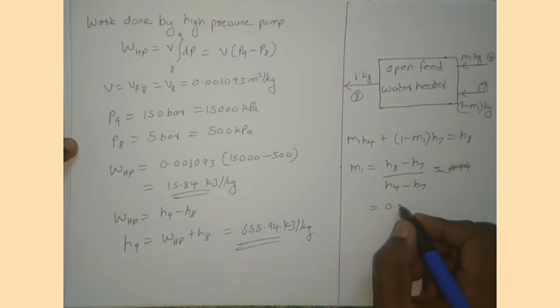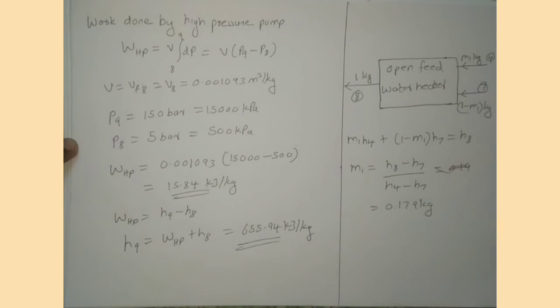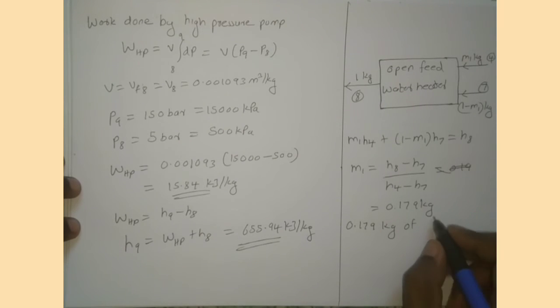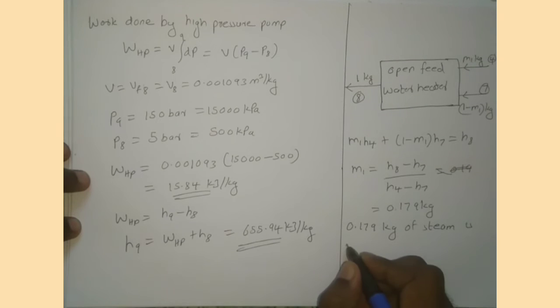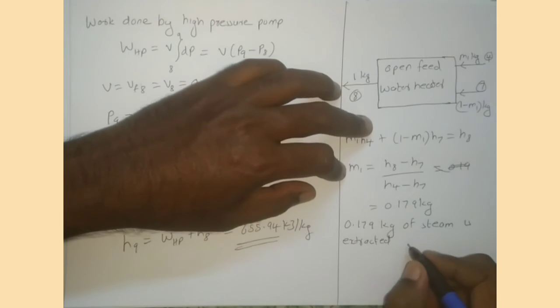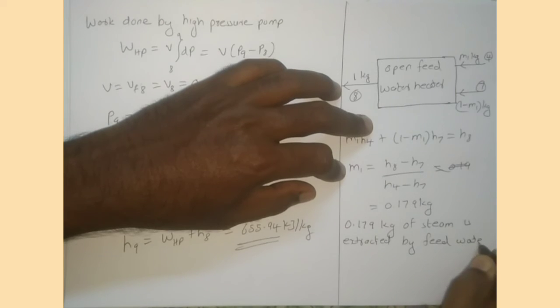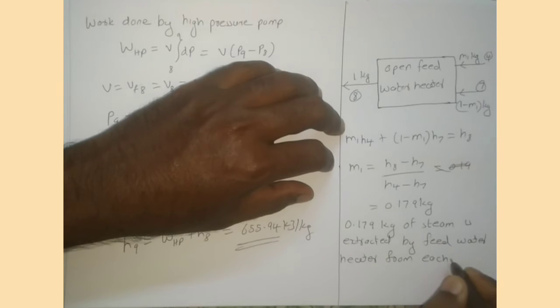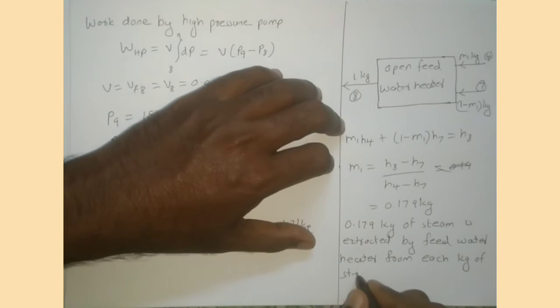After substituting values, we will get m1 as 0.179 kg. That is, if 1 kg of steam flows through the boiler and high pressure turbine, then 0.179 kg of steam is extracted from low pressure turbine at state 4 and goes to the feed water heater, and remaining steam undergoes further expansion and condensation.